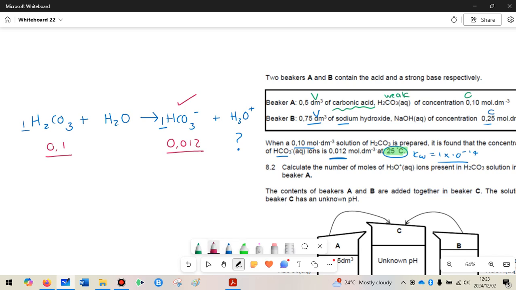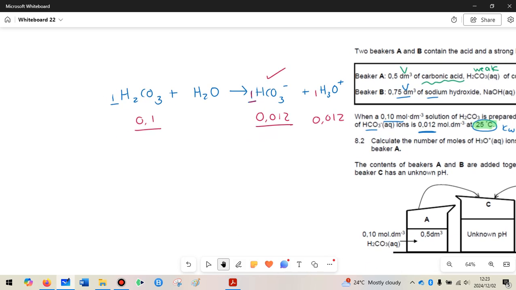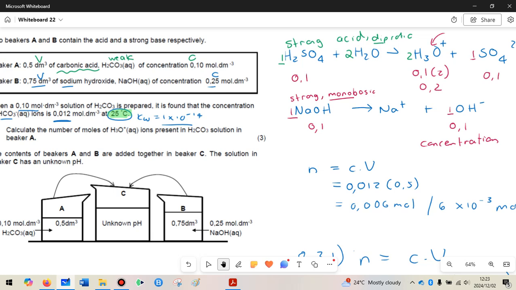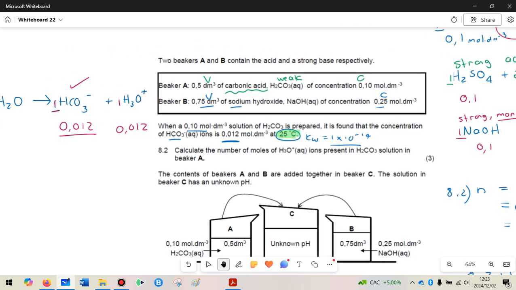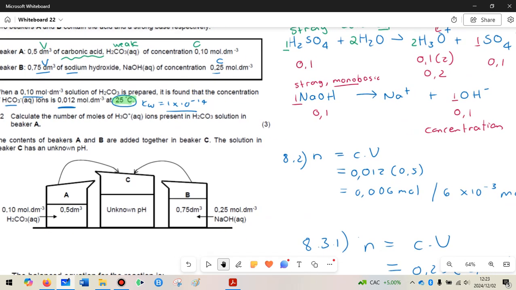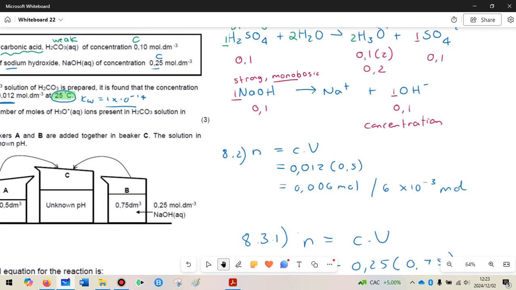Okay, so you can see from this balanced equation, this is a 1-to-1 ratio. So they gave us this, which means I can also say that the concentration of the hydronium is also 0.012. Okay, so they're not trying to trick us. So we can therefore say, let's write down the mole here. So for the first question, question 8.2, they've asked us what the mole is for the hydronium concentration, which is the same as for the hydrogen carbonate. So the concentration is the same. So I say concentration times volume, and I get 0.006 mole, which I'd rather put in scientific notation.